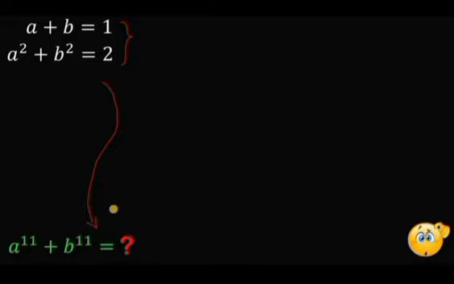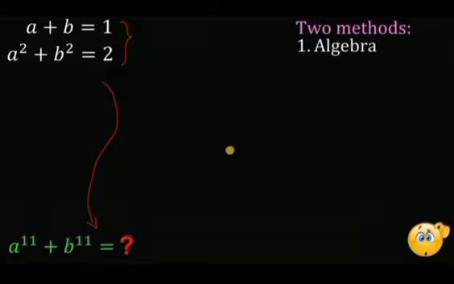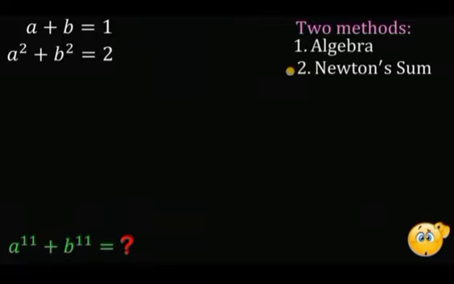Now, I provide two solutions for this kind of question. So the first one, let's have the algebra approach. And the second one, the Newton's sum. So you can use algebra alone, you can use Newton's sum alone, or you can use both of them at the same time. Alright, so let's begin with our first method, which is solving the value of a raised to 11 plus b raised to 11 using algebra.